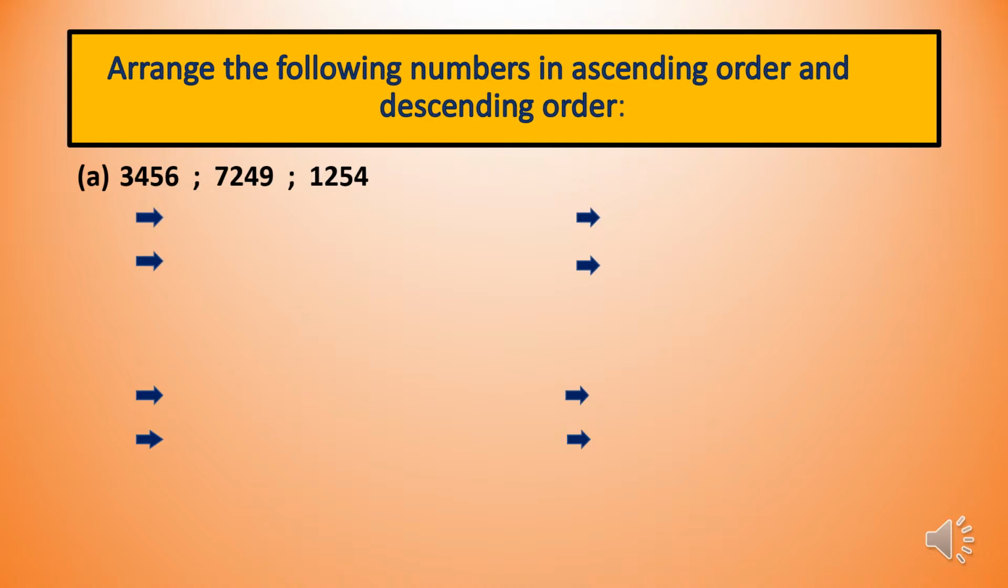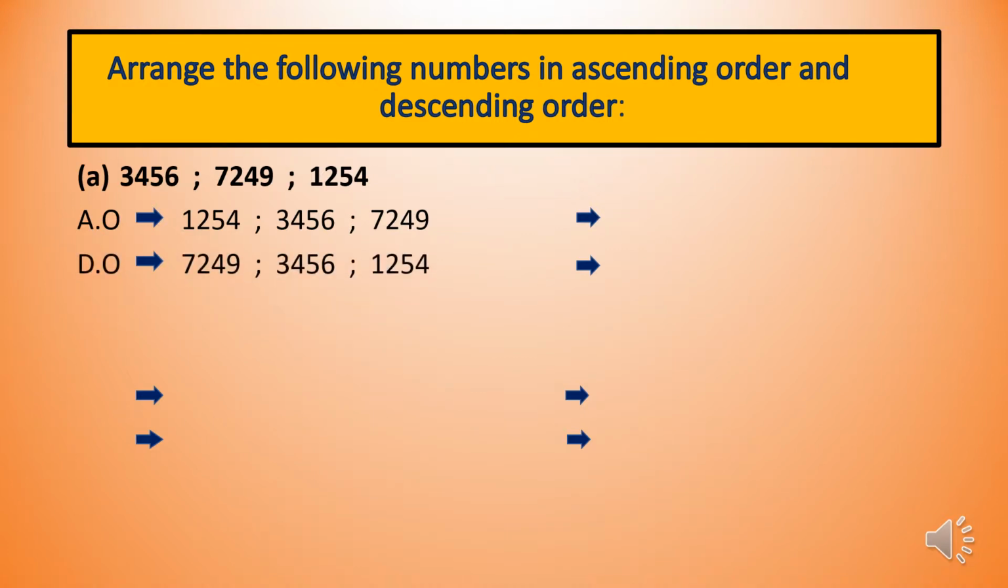So the ascending order is 1254, 3456, 7249. And the descending order is from bigger to smaller. That is 7249, 3456 and 1254.